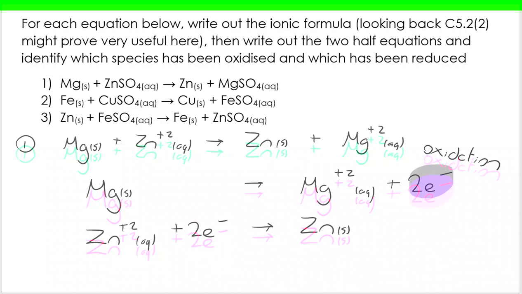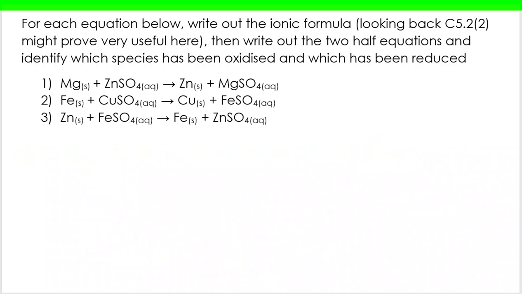If we take a look at the position of the electrons, just to reinforce what we saw in the example, magnesium has lost electrons to become Mg²⁺, so it's oxidation, whereas zinc ions have gained electrons to become zinc, so that's reduction. Next example with iron and copper sulfate.